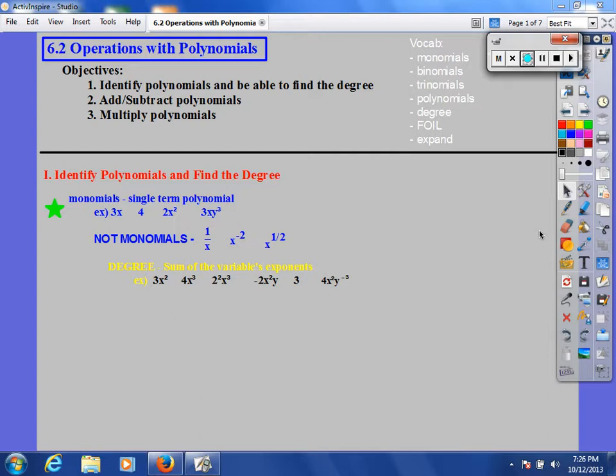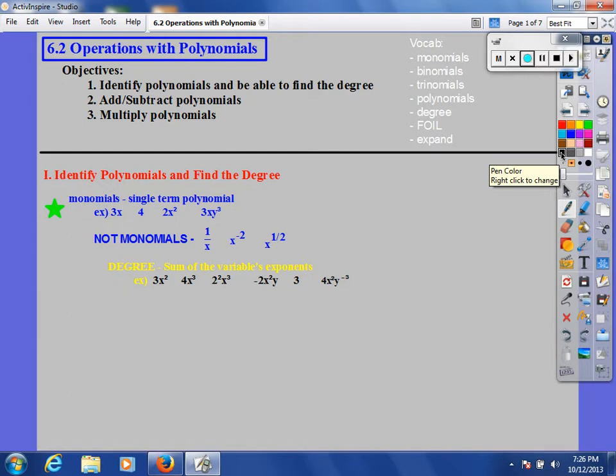You can look over here to the right and you can see our vocab for this lesson: monomials, binomials, trinomials, polynomials, degree, FOIL, and expand. Those are some key words there you want to keep track of as we go through this lesson. Now, first thing we have to do is make sure that we know how to identify polynomials and to be able to find their degree.